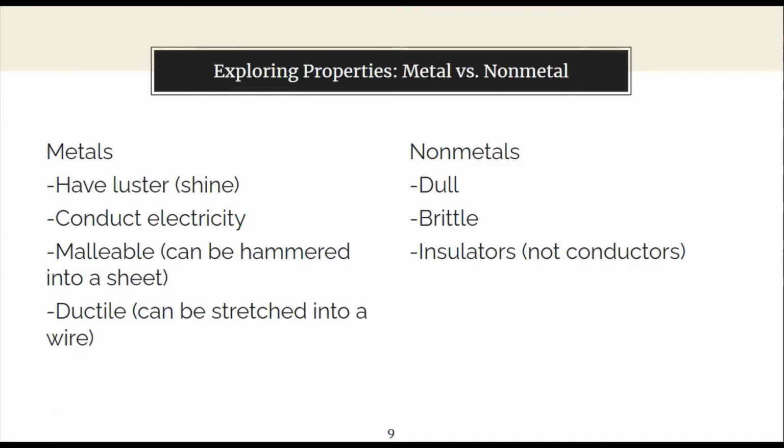Nonmetals are dull, so not shiny, brittle, which means if I tried to hammer them into a sheet, they would just break, and insulators rather than conductors. Nonmetals are also much more likely to be a liquid or a gas at room temperature. Metals are almost always solids, except for mercury, which is a liquid at room temperature.